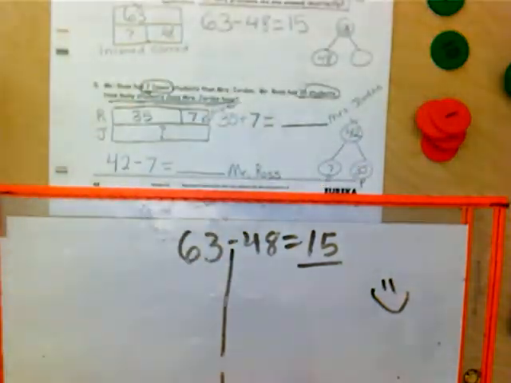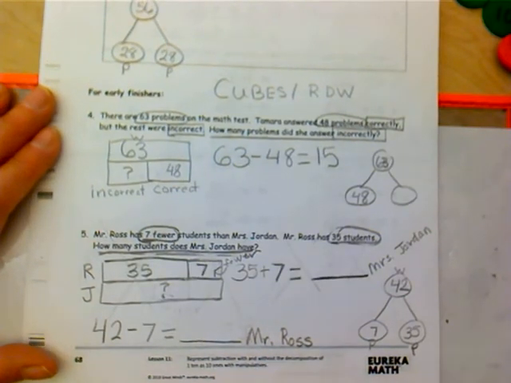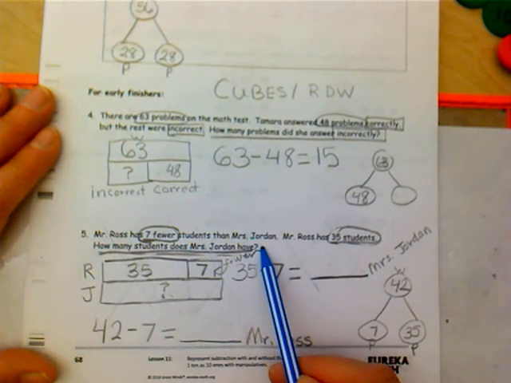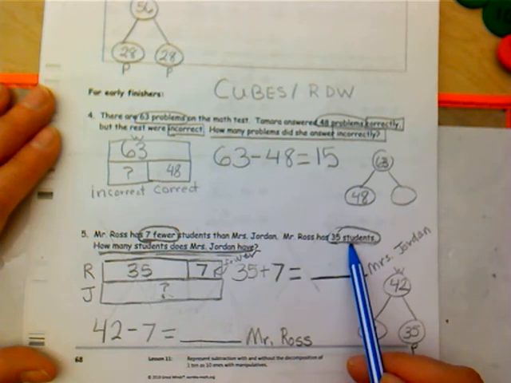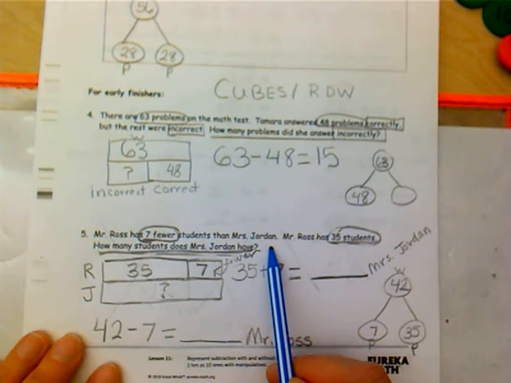Now we're going to sneak on down to problem number 5. Hang on just a second. All right, so here we go. We're going to take a look at problem number 5. Mr. Ross has 7 fewer students than Mrs. Jordan. Mr. Ross has 35 students. How many students does Mrs. Jordan have? So let's start with what we know.